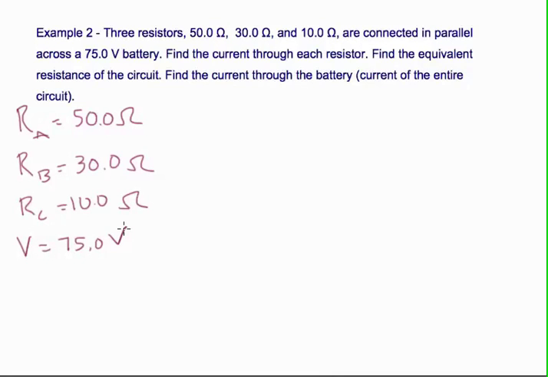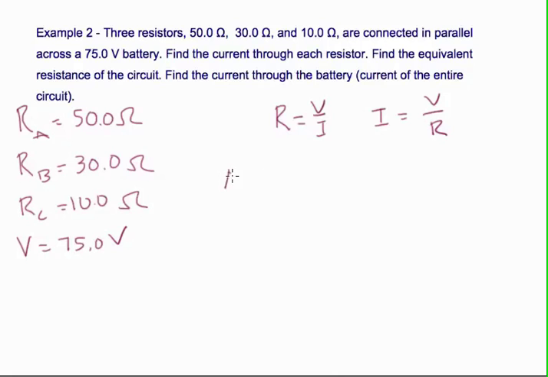And remember, in a parallel circuit, the source is 75, the voltage drop at C is 75, at B is 75. It's the same everywhere. So we're asked to find the current through each resistor. Ohm's law tells us that R equals V over I, and thus that I equals V over R.